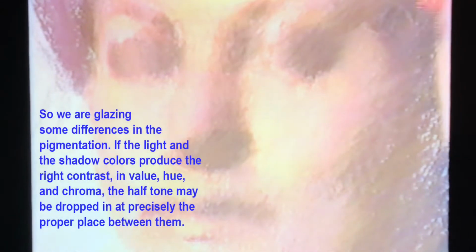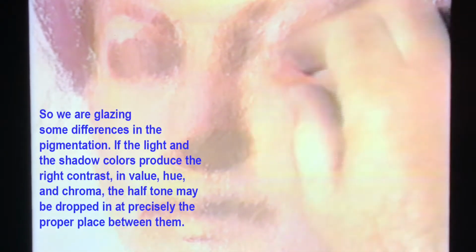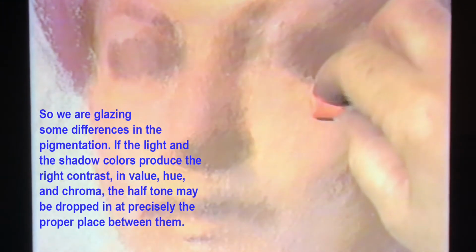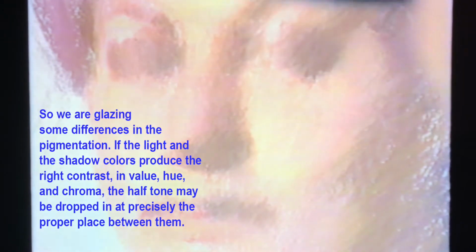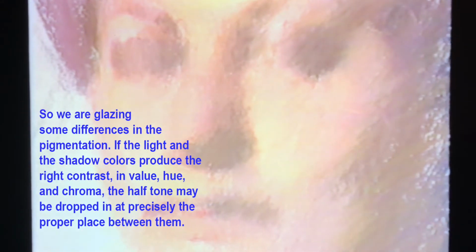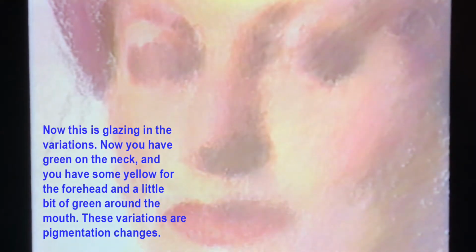So we'll glaze in some differences in the pigmentation. If the light and the shadow colors produce the right contrast in value, hue, and chroma, the halftone may be dropped in at precisely the proper place between them. This procedure should produce a three-dimensional image on the paper. And it should also give you the ability to see these relationships better. Now this is glazing in the variations.